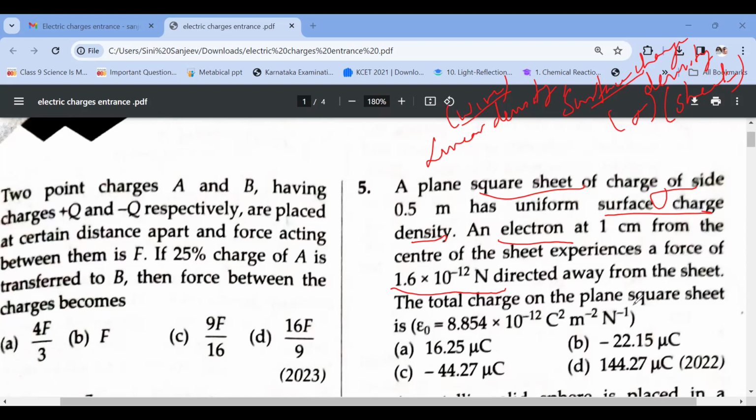So we have a formula. What is the formula? This we have also derived, using Gauss law. F is equal to E into sigma by 2 epsilon naught. So what is given in the question? Force is given in the question, in Newton. Then the epsilon value also is given in the question.